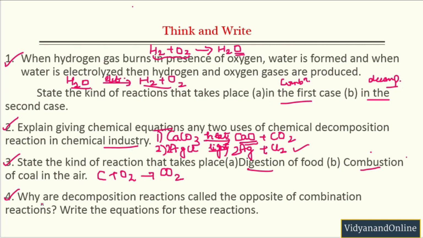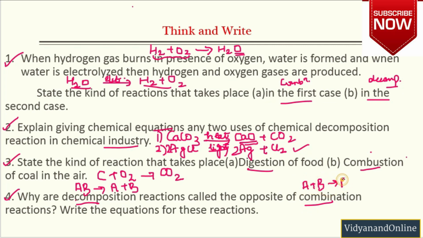Okay. Question number 4. Why are decomposition reactions called opposite of combination reactions? This is because in decomposition reaction, you have a single reactant and it breaks down into multiple products, whereas in combination reaction you have multiple reactants and it gives you only a single product. Plus the decomposition reactions are basically endothermic because they absorb energy, whereas combination reactions are exothermic because they give out the energy. Okay, now you have to write equations for these reactions.